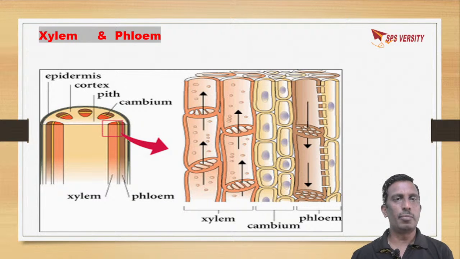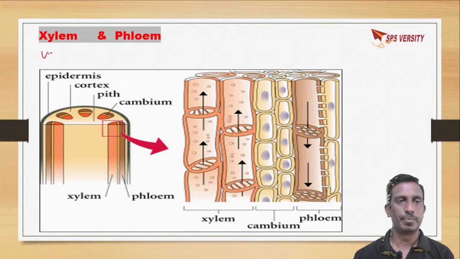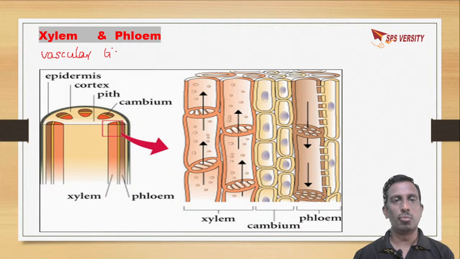So xylem and phloem both come under vascular tissues, which transport food and water, and they are made up of various components.